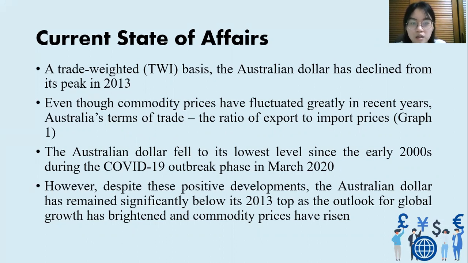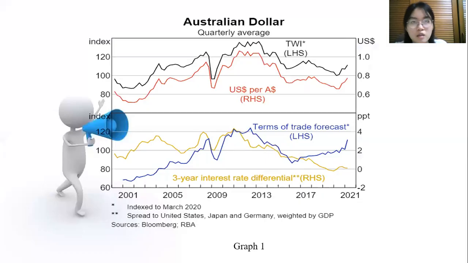Australian terms of trade, the ratio of export to import prices, graph 1, will show in the next slide, have decreased since the top of this mining boom. The Australian dollar fell to its lowest levels since the early 2000s during the COVID-19 outbreak phase in March 2020. However, despite these positive developments, the Australian dollar has remained significantly below its 2013 top as the outlook for global growth has brightened and commodity prices have risen. This one is the graph 1 about the Australian dollar.